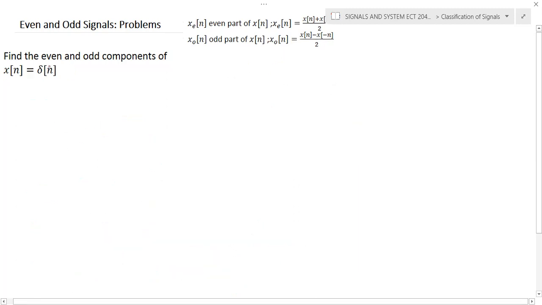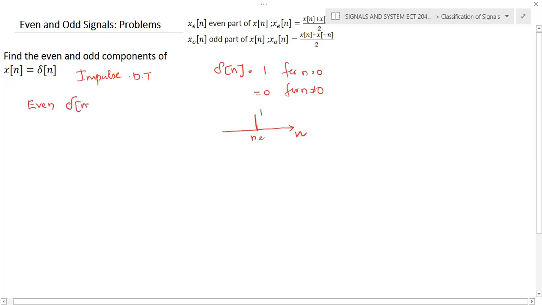Now we can discuss another question. We need to find the even and odd component of the signal x of n is equal to del of n. So this is an impulse signal. So we can write the definition of an impulse signal. Del of n is the discrete time impulse signal. So del of n is equal to 1 for n is equal to 0 and 0 for n not equal to 0. So in this signal, when n is equal to 0, the signal magnitude is 1. And we know this impulse signal property, that is impulse signal is an even signal. So del of n is an even signal, means del of n is equal to del of minus n.